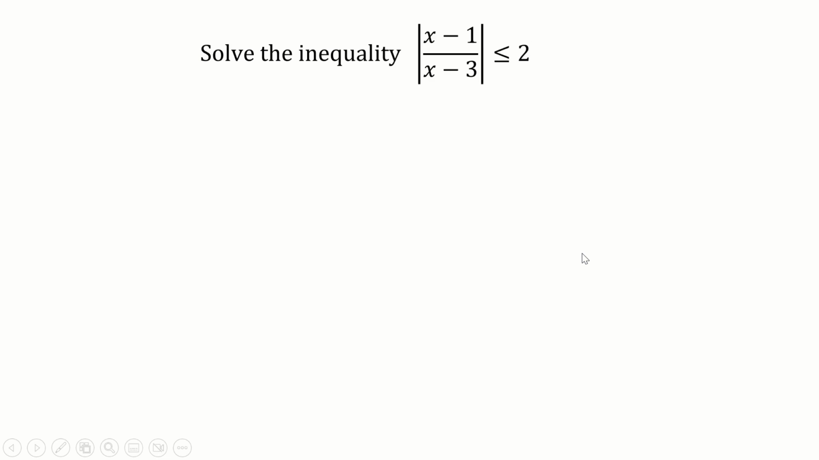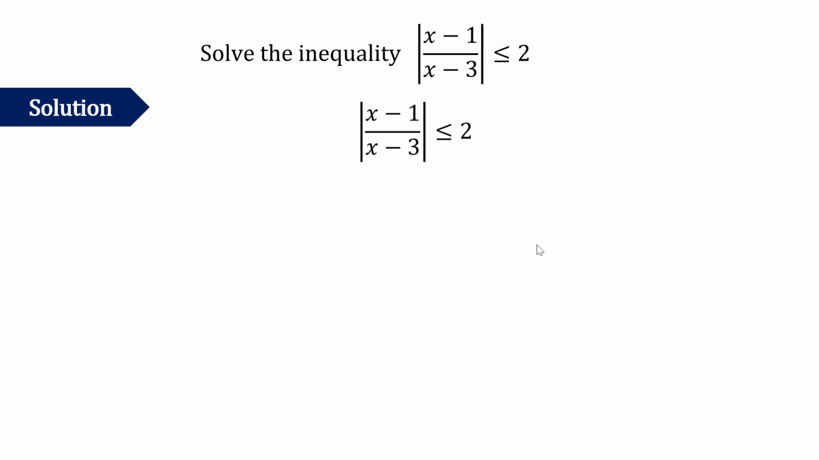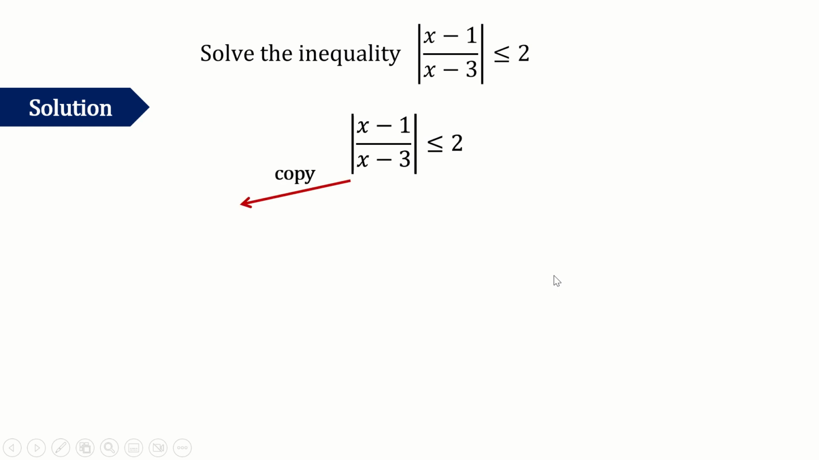Okay, solve the inequality. The absolute value of (x minus 1) over (x minus 3) is less than or equal to 2. Alright, so to solve this inequality, first we must separate it. To separate, first we copy the same expression, just without the modulus sign.